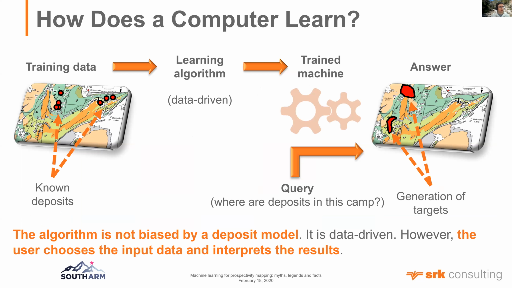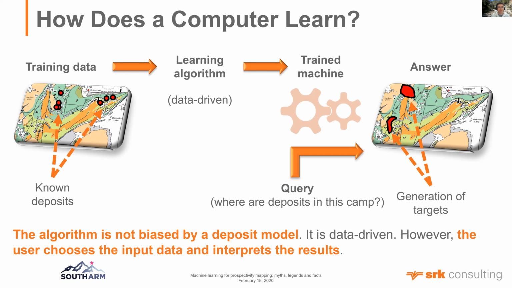So how does a computer learn now for prospectivity mapping? Basically, you know the location of deposits and non-deposits and you provide this information to a computer along with all the available geological data. The algorithm will learn the relationship between your geology, your geochemistry, your geophysics, and the location of deposits. And when the learning is done, you have a trained machine, a trained model. And now you can query it. When you give it this geological information, you can ask, okay, where am I most likely to find deposits?